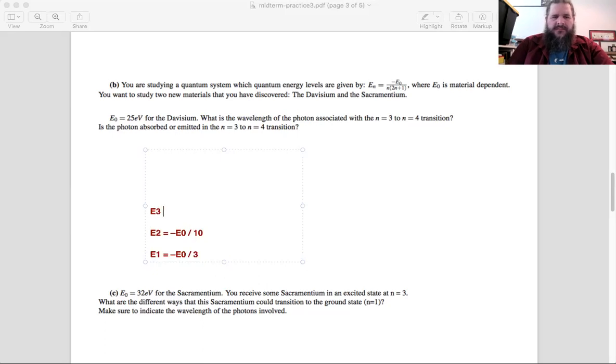Then plug in 3 times 2 times 3 plus 1, 3 times 7 will be 21. Then plug in 4. So 4 times 8 plus 1, 4 times 9 would be 36. So we get these various values, all some fraction of negative E0. And as we make the denominator larger, we're getting closer and closer to 0. So hypothetically, we could say that E sub infinity would be 0. But of course, we'll never actually get there.